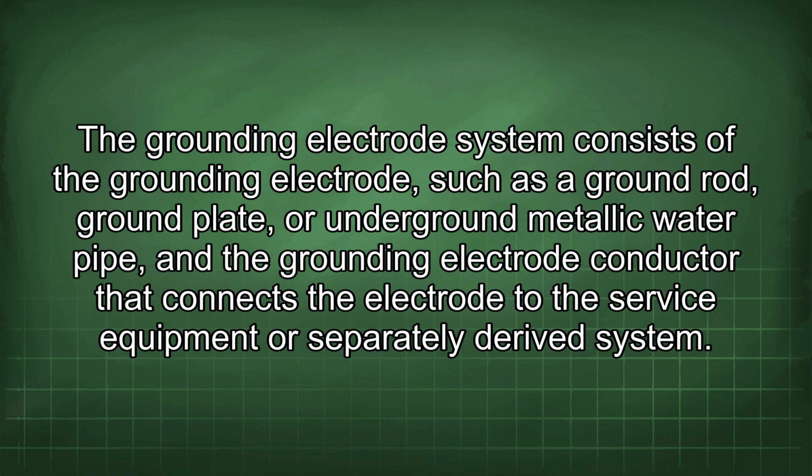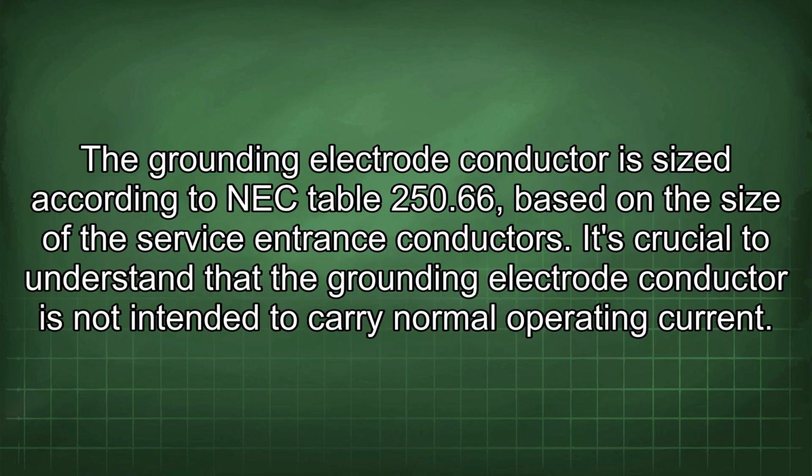The grounding electrode system consists of the grounding electrode, such as a ground rod, ground plate, or underground metallic water pipe, and the grounding electrode conductor that connects the electrode to the service equipment or separately derived system. The grounding electrode conductor is sized according to NEC table 250.66 based on the size of the service entrance conductors.